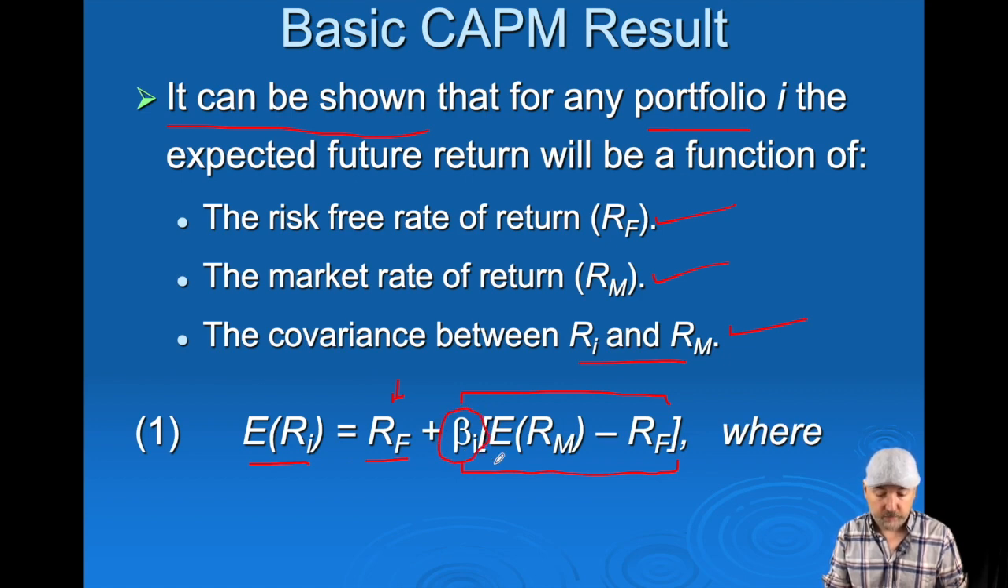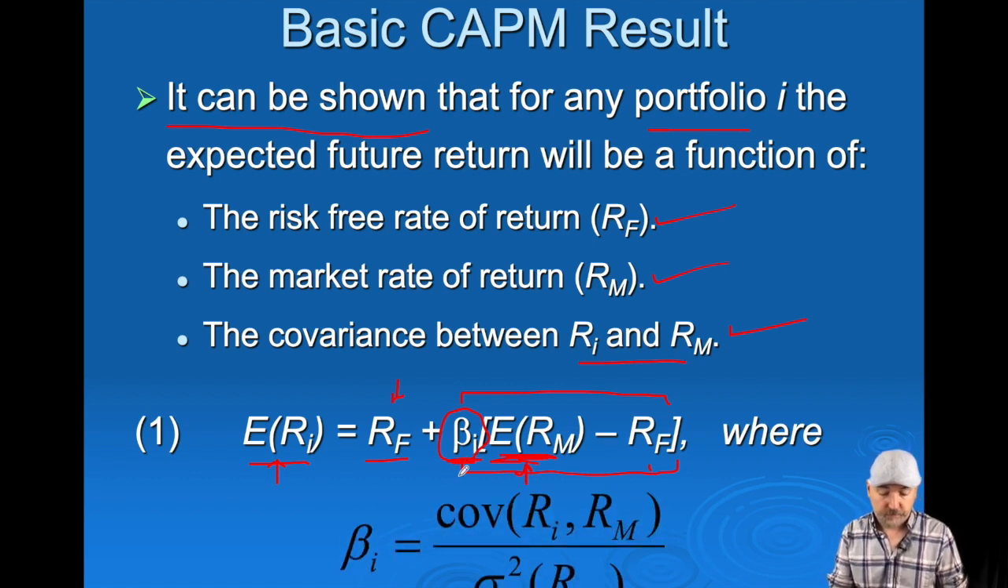This beta is going to represent how much you need to be compensated for what's happening in the market. So when the market rises, the expectation of the market return rises above the risk-free return. Well, you're going to be earning excess return on your asset based on what the value of that beta term is.